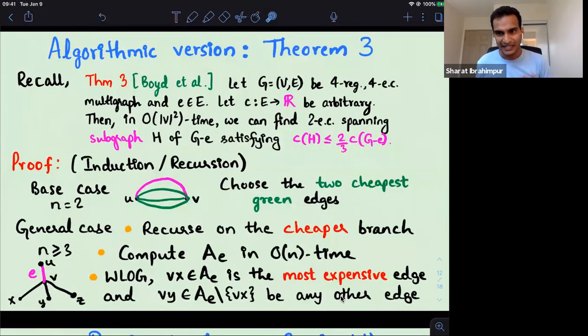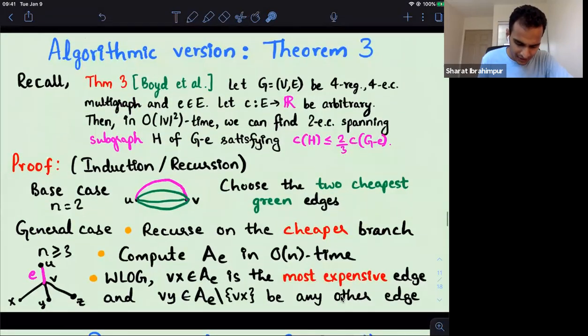And again, the proof is by induction/recursion. Okay, so in the base case, we have a graph on 2 vertices with 4 edges. And we always want to exclude this pink edge. Okay? And we have 3 remaining edges, green edges. And if you pick the 2 cheapest green edges, then that satisfies this property. So it has small cost. Okay? So the base case is easy. For the general case, our idea is to recurse on the cheaper branch. Okay. So what do I mean by cheaper branch?